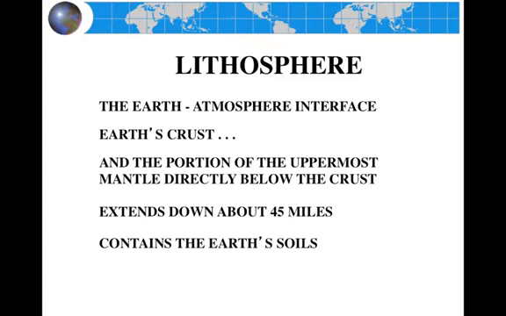Part 3 is the lithosphere, where the atmosphere touches the actual Earth, so it includes the Earth's crust and the portion that's directly underneath us, down to about 45 miles. Importantly, it contains all the Earth's soil. So that's part 3. We'll be talking about tectonic plates and earthquakes and volcanoes, the coastal systems, glaciers, karst, which is like caves and so forth, and weathering, things like that. And then the soils is actually in part 4 in the biosphere, but that's a lithosphere.